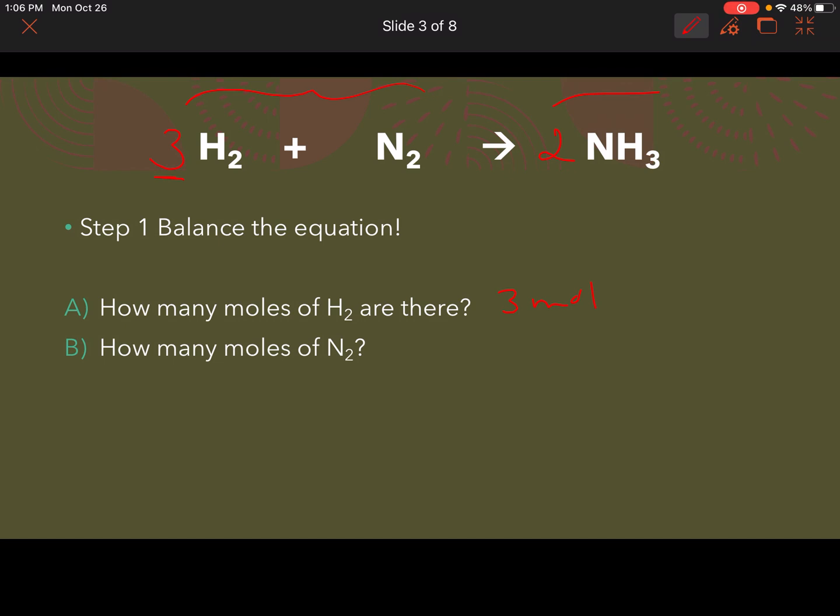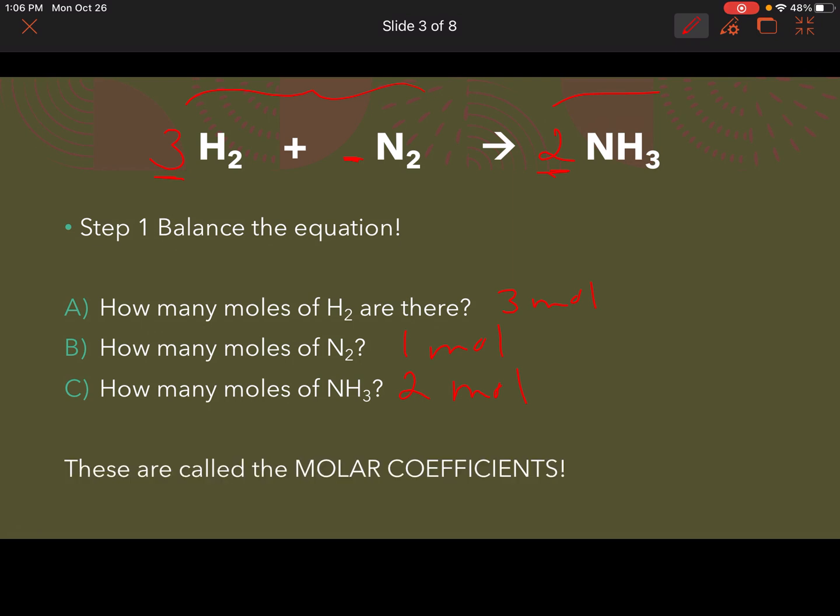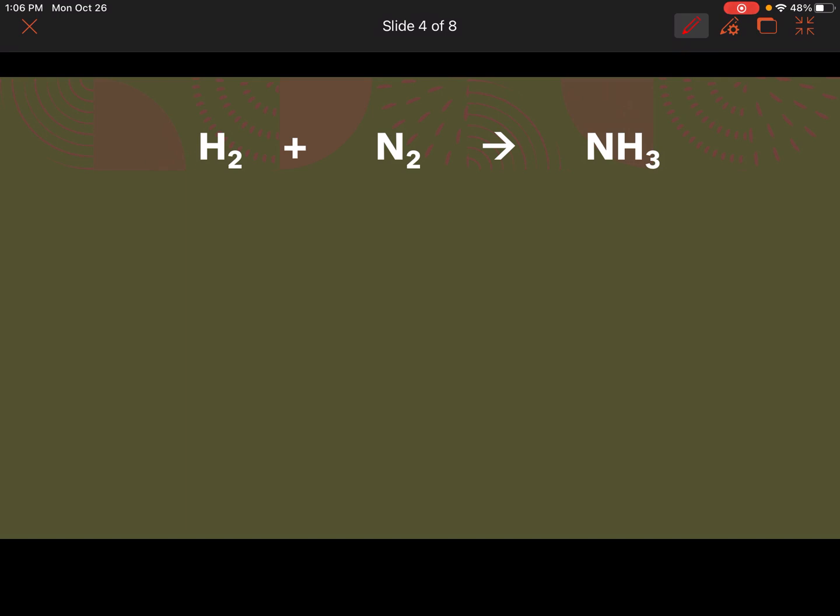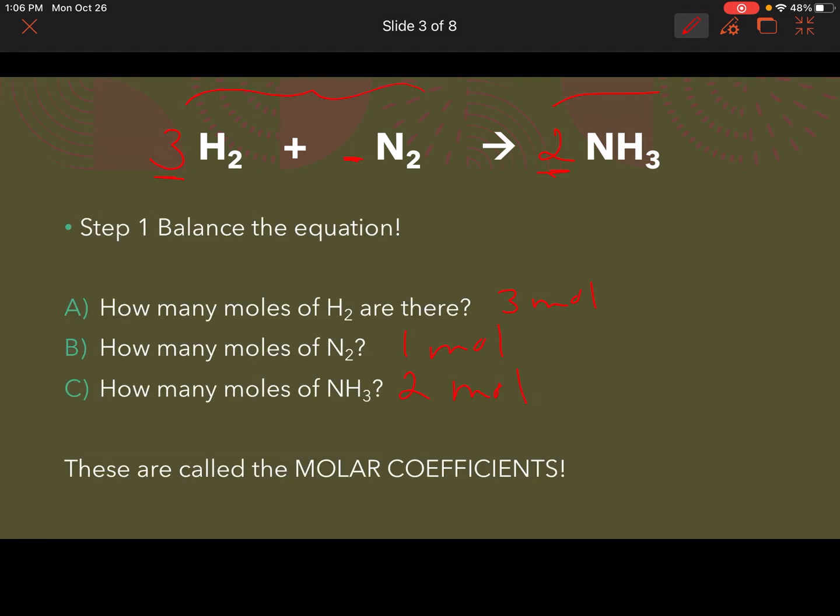How many moles of N2 are there? Again, we want to look here, and there's an imaginary 1 there, right? So 1 mole of N2 is there. And part C, how many moles of NH3? 2 moles. Okay, so these are called the molar coefficients, and they give the mole ratio between all the species in the reaction. So you're going to have 3 moles of H2 to 1 mole of N2 to 2 moles of NH3. That's how that works. Now I'm just going to rebalance this here. These are pretty easy for people, we're just reading the numbers off.